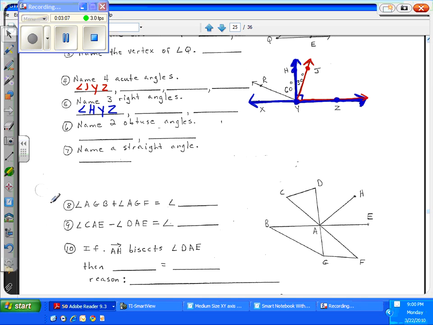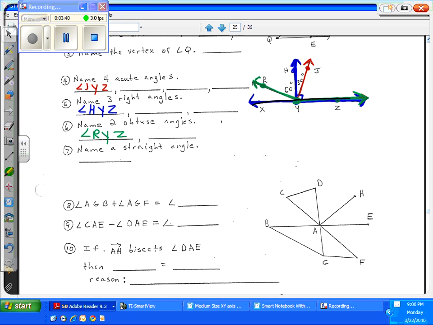An obtuse angle would be more than straight over and straight up, and we could start right here and go more than straight over, straight up, all the way over to here, and that would be an obtuse angle. So we could start with a point on this side, R, and then the vertex Y, and a point on this side, Z, angle RYZ. And you can find another one. You may have to start from the other side to find it.